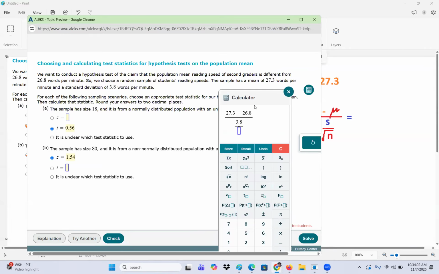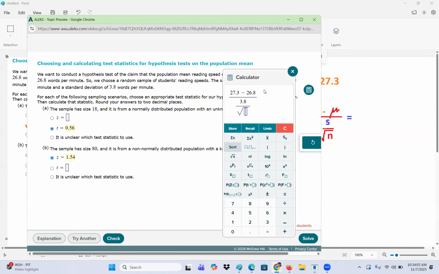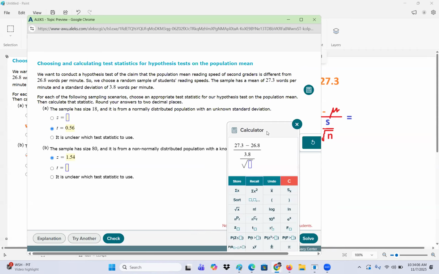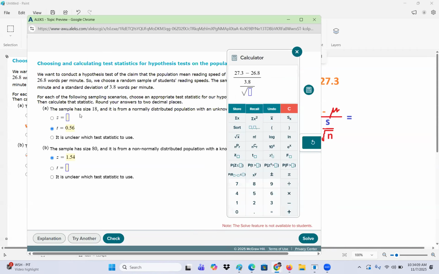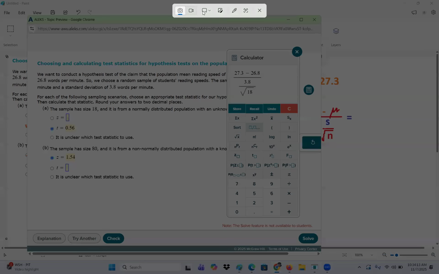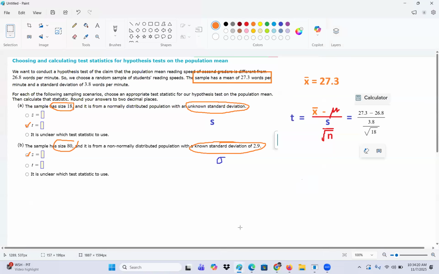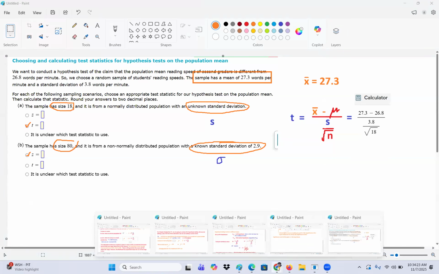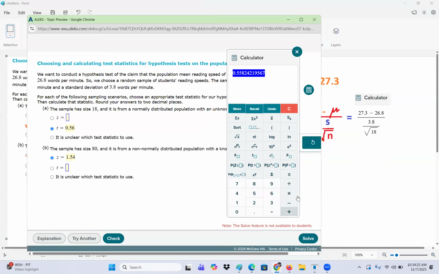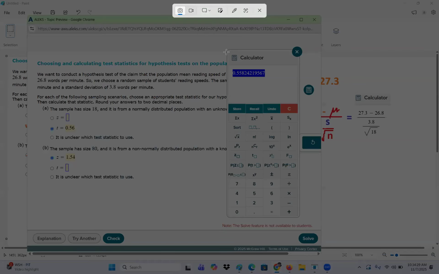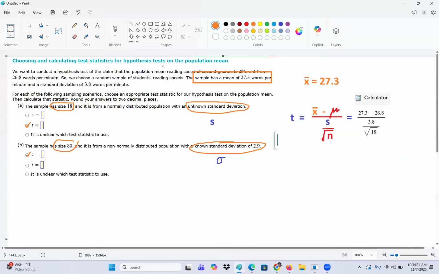over the radical n, which is the radical of how many people do we take? 18, sample size 18, so we're going to do that. And then that should give us the answer equal to 0.558 or 0.556, whatever you want to call it, or 0.56. Okay, that's perfectly fine.